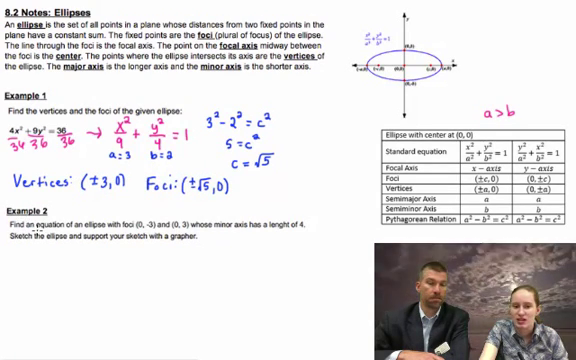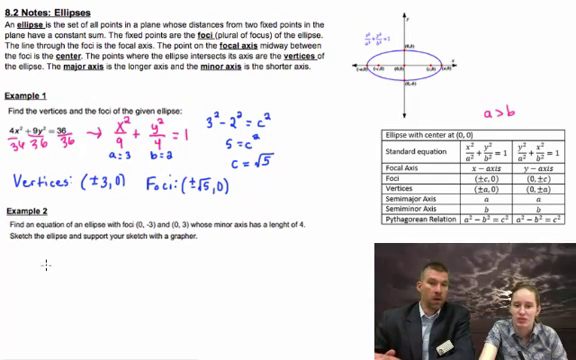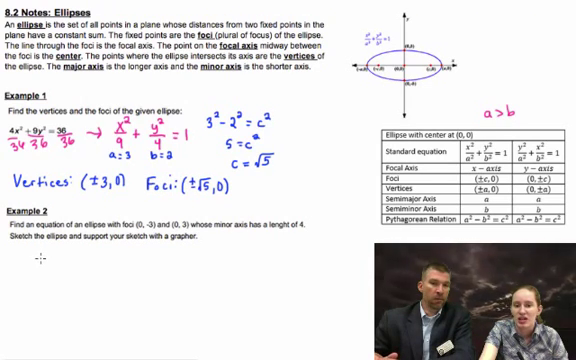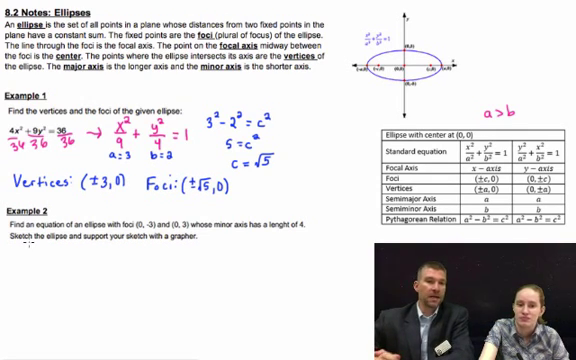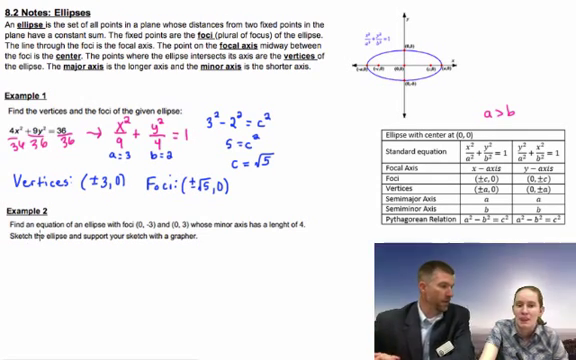Find an equation of an ellipse with foci 0, comma negative 3 and 0, comma 3, whose minor axis has a length of 4. Sketch the ellipse and support your sketch with a graph. I already know what b and c are. I can tell you right away without doing any math.